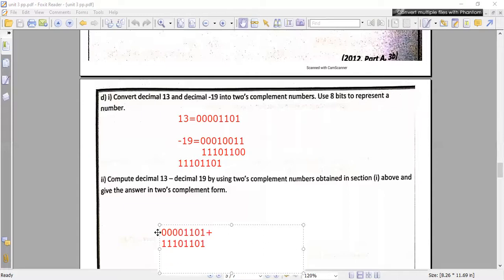The answer will be, I'll write the answer. Here you get 0, then it becomes 1. The rest of that will be the same. Okay? So this is your answer. We go to the next part.